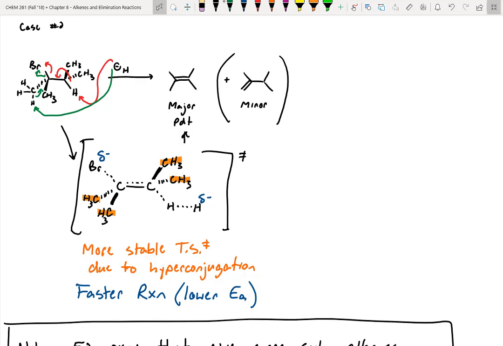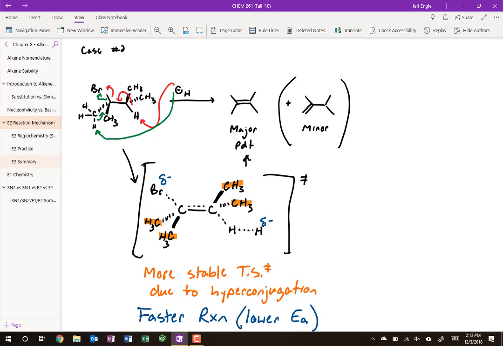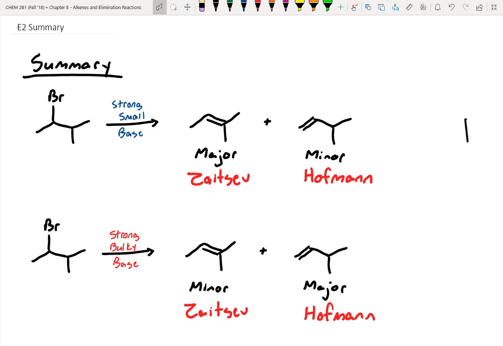All right, so let's really quickly wrap up E2 chemistry. The big summary takeaway is if you have a strong small base, you're going to favor your Zaitsev product. And if you've got a big bulky base, you're going to favor your Hoffman product. That doesn't mean you exclusively get one product over the other. It just means you're changing the relative ratios in solution, right?